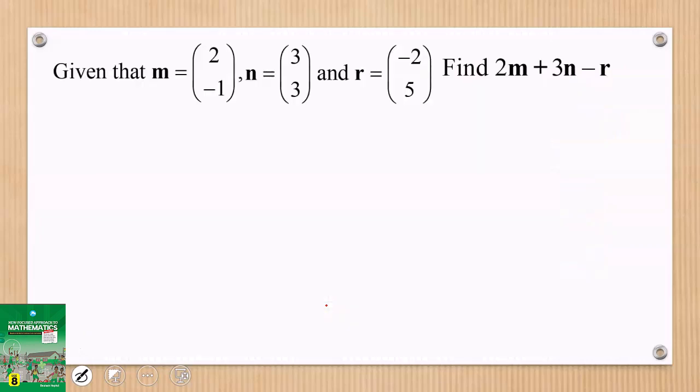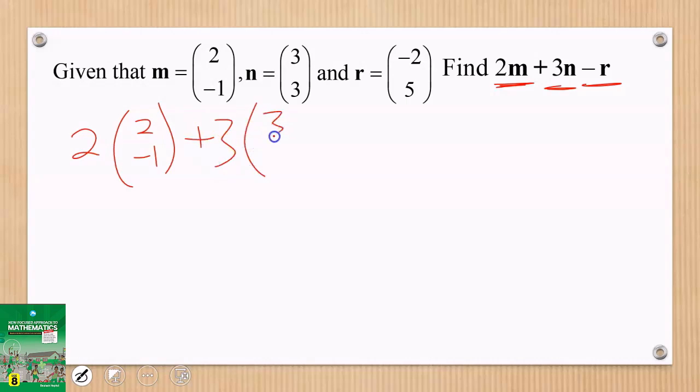Let's say you are given these 3 vectors, vector m, n, and r. You want to find 2m plus 3n minus r. It means you want to increase the length of the vector m by 2, n by 3, and then for that of r, we just multiply by negative. Okay, so we are going to have 2 into bracket, m gave us (2, negative 1), plus 3 also into brackets, n is (3, 3), minus r, which is (negative 2, 5).